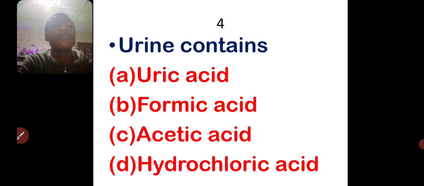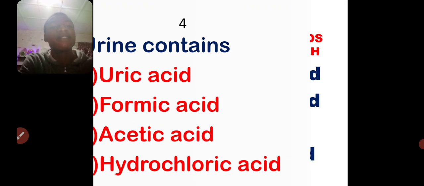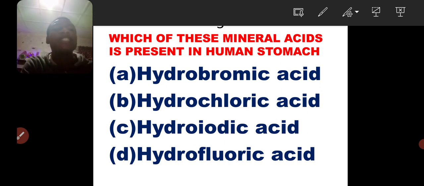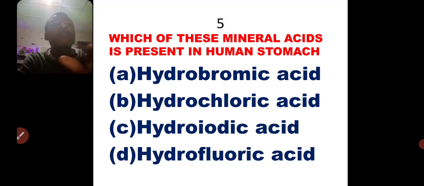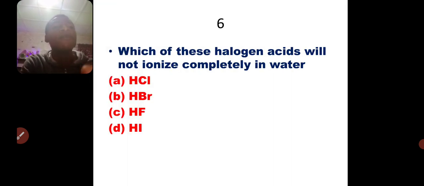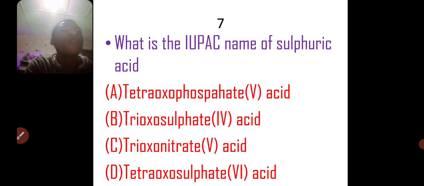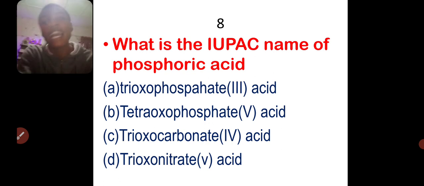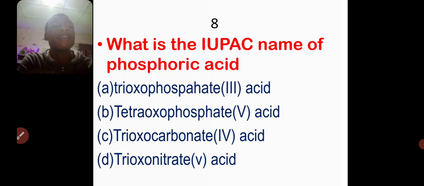Check that also. Urine contains what? That is, what type of acid is present in urine? Then number 5, which of the following mineral acids is present in the human stomach? Then which of these halogen acids will not ionize completely in water? What's the IUPAC name of sulfuric acid? So look at the options, tell us which one you think is phosphoric acid. What's the IUPAC name of phosphoric acid? Which of them is phosphoric acid?